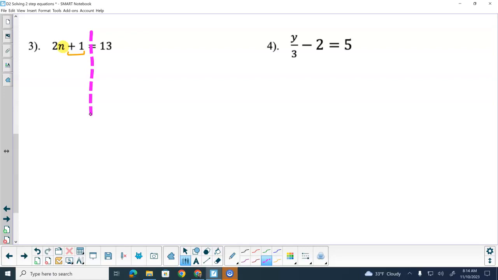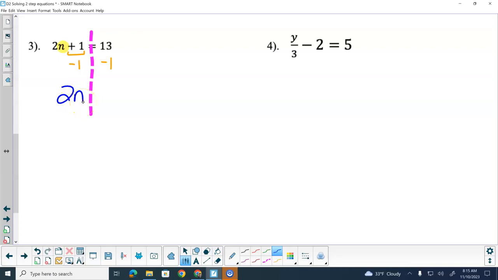We're going to subtract 1. And where am I going to subtract 1 from? Both sides, exactly, because the golden rule of algebra says that whatever I do to one side, I've got to do to the other side. So now if I subtract 1 from the left side, I've got 2 times n plus 1 minus 1. What is plus 1 minus 1? 0 goes away. That's why we're doing it. We want it to go away. So what's left over on this left side? 2n is left over. Okay?